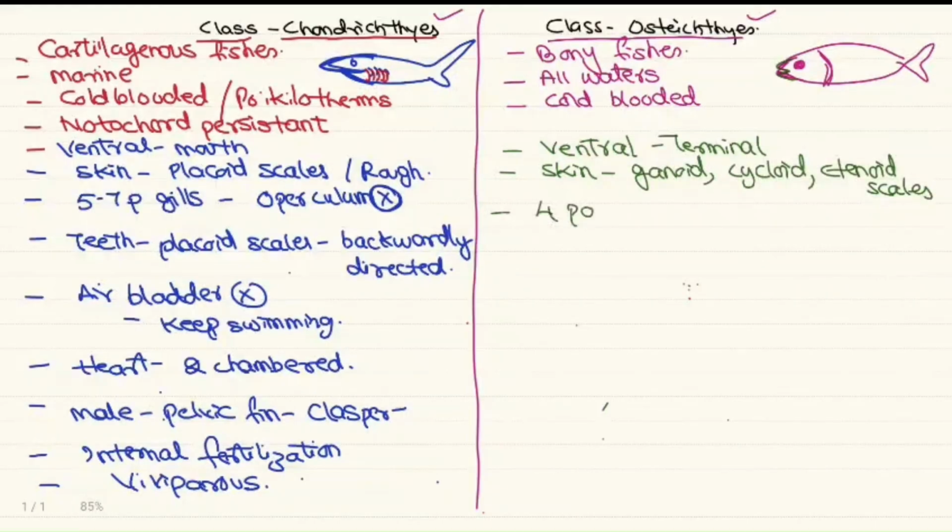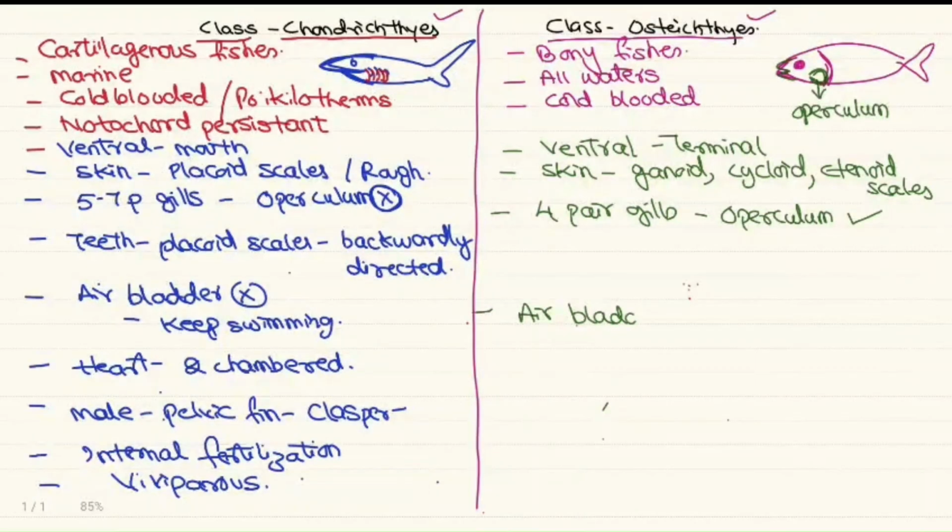Number of gills, basically 4 pairs of gills are present in the osteichthyes, and these gills are covered by operculum. A special covering called as operculum is present which will cover the gills, as these gills are very filamentous thin. Air bladder. The air bladder is present in the bony fishes. As air bladder is present, this will provide the buoyancy. So they can remain in the water, stand still for some time.